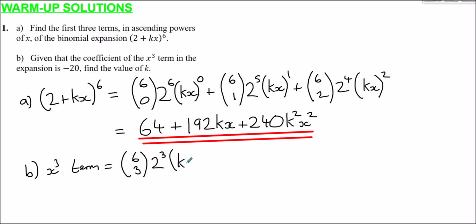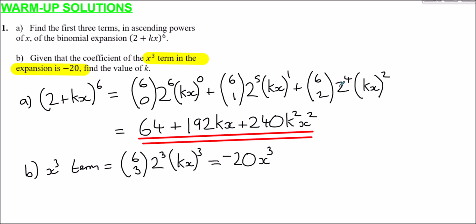And then it'll be kx cubed, and we're told that's going to equal, well, the coefficient of it, is going to equal negative 20. The coefficient, if you're not sure, just means the number in front of the term. So if the coefficient of the x cubed term is minus 20, that means this thing here is going to equal minus 20 x cubed.